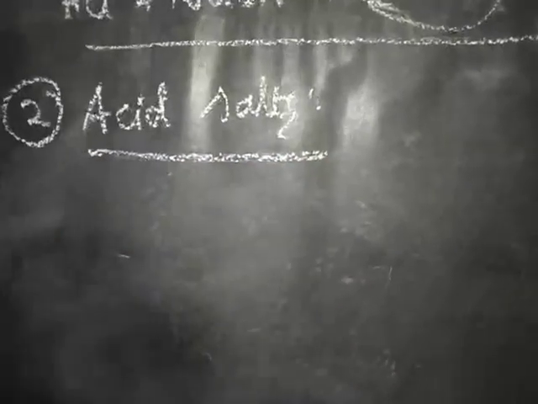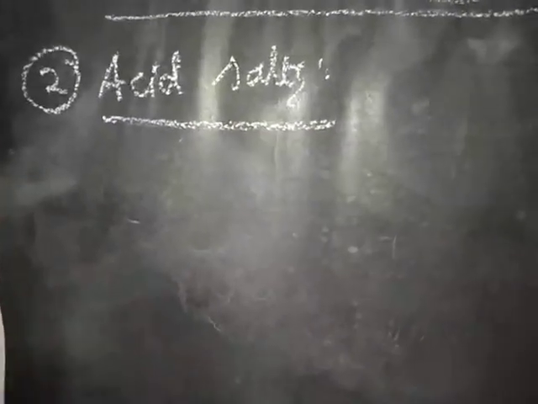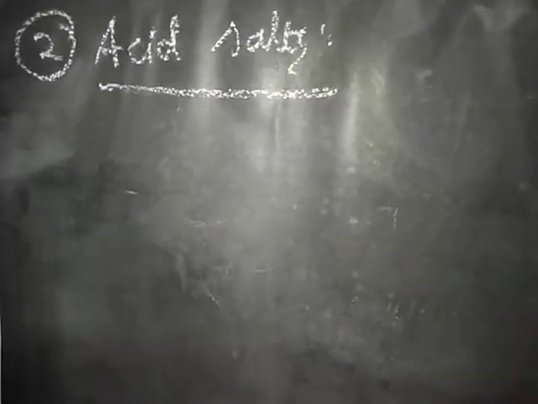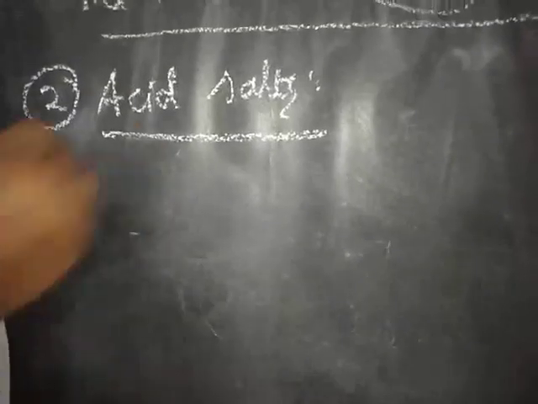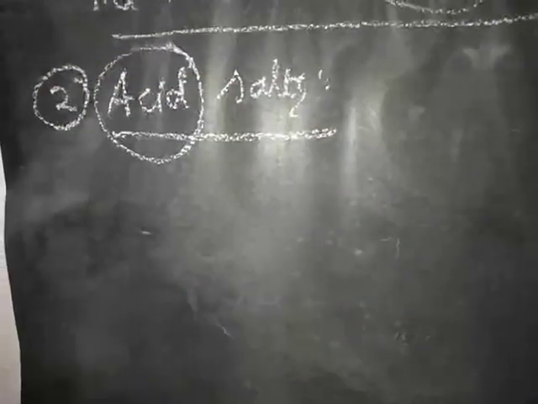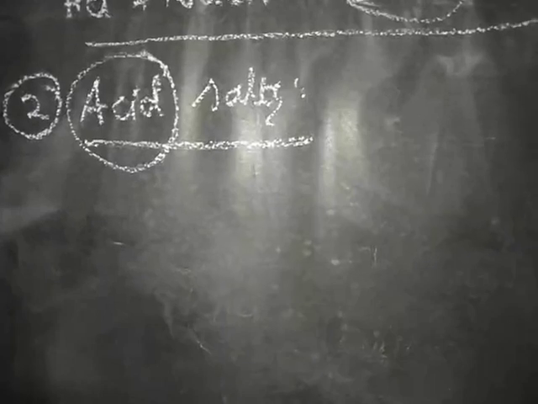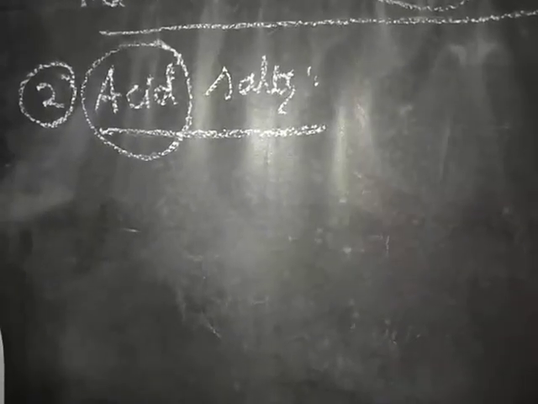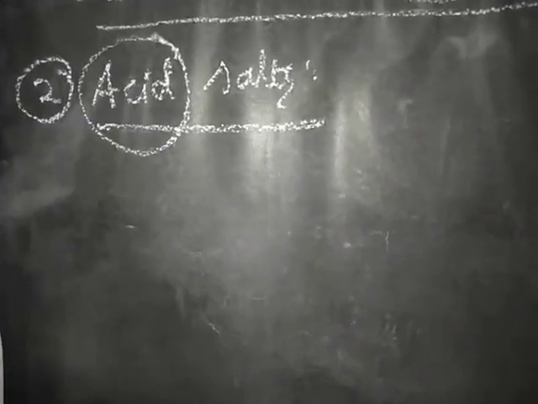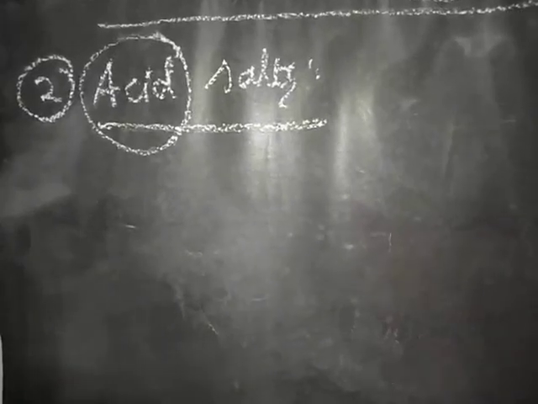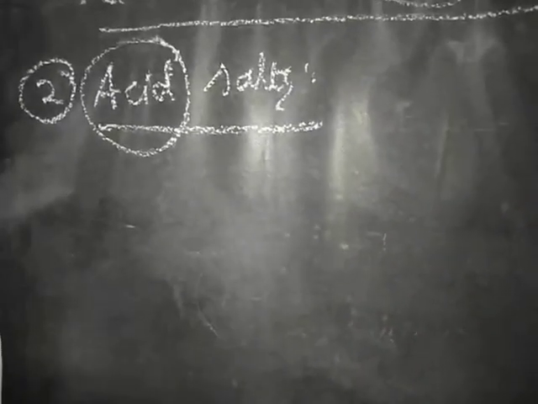Okay, next one, acid salts. How to define the definition for acid salts? It is derived from partial replacement of hydrogen ions of an acid by a metal.